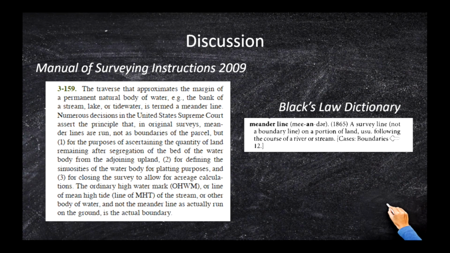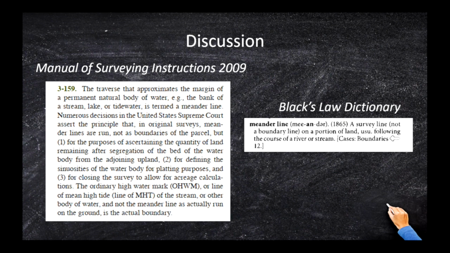Numerous decisions of the United States Supreme Court assert the principle that, in original surveys, meander lines are run not as boundaries of the parcel, but 1, for the purposes of ascertaining the quantity of land remaining after segregation of the bed of the water body from the adjoining land, 2, for defining the sinuosities of the water body for platting purposes, and 3, for closing the survey to allow for acreage calculations.